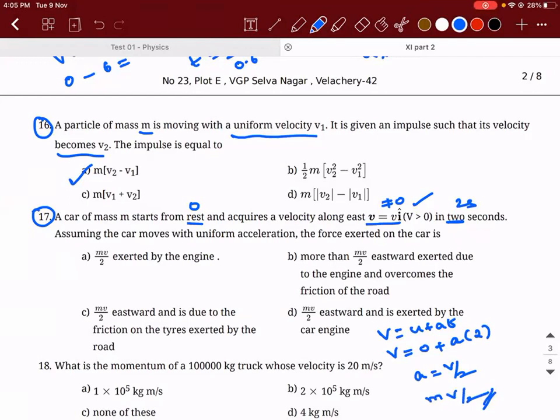mv by 2. Every option is there. So is that mv by 2 exerted by the engine? More than mv by 2 is not possible, especially when friction is acting. mv by 2 eastward is due to the friction on the tires? No. mv by 2 eastward and is exerted by the car engine. So this is there, this is also there, but which one makes more sense? So A is there, D is there. Both are saying that it is exerted by the car engine. Then which one is more appropriate?